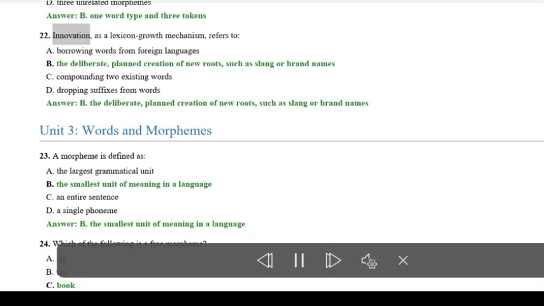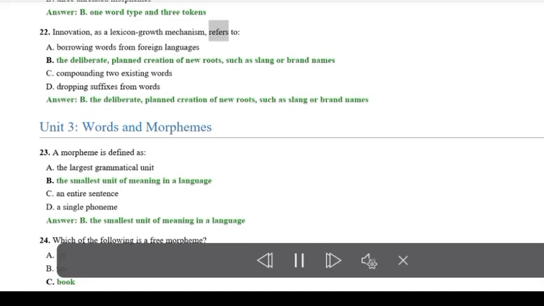22. Innovation, as a lexicon growth mechanism, refers to A. Borrowing words from foreign languages. B. The deliberate, planned creation of new roots, such as slang or brand names. C. Compounding 2 existing words. D. Dropping suffixes from words. Answer: B. The deliberate, planned creation of new roots, such as slang or brand names.